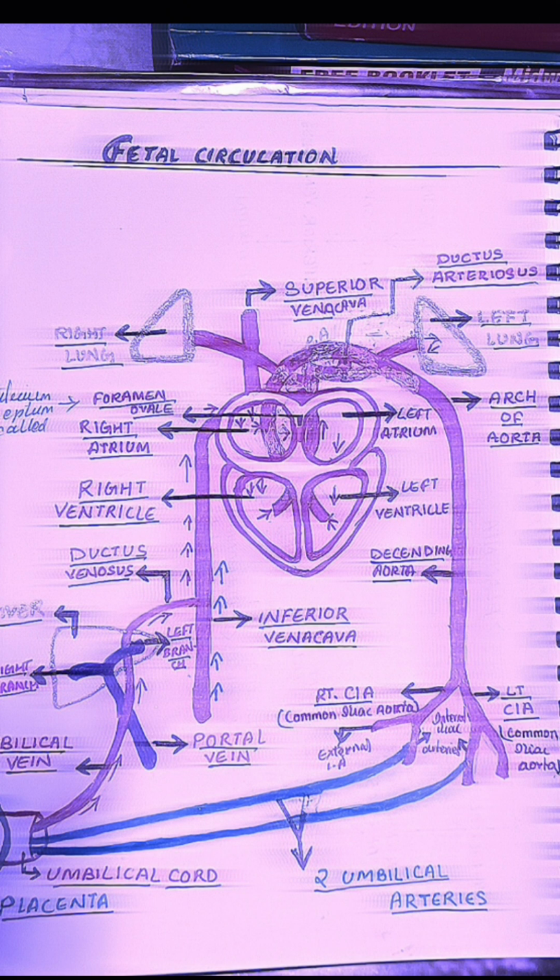The first shunt is the ductus venosus. The ductus venosus carries oxygenated blood from the umbilical vein to the inferior vena cava, bypassing the fetal liver. The second shunt is the foramen ovale. This connects the right atrium to the left atrium and pushes blood from the right atrium to the left atrium. And the third shunt is the ductus arteriosus. It carries deoxygenated blood from the pulmonary artery to the aorta, bypassing the fetal lungs.